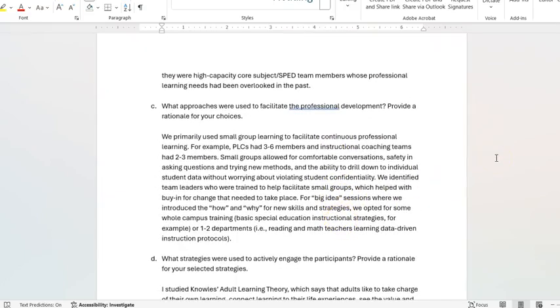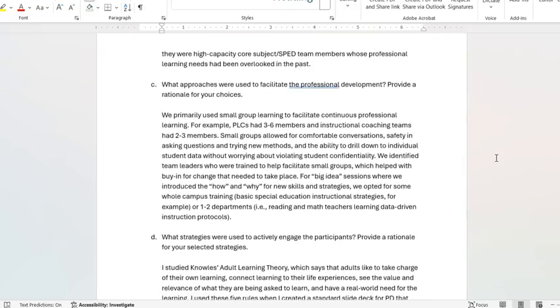What approaches were used to facilitate the professional development? So you may think, I have no idea what that question even means. And honestly, I do think it's a weird question. But I just went with this approach. I said that we used small group learning for our primary facilitation method. We have some big groups. We have department meetings sometimes. So you can figure out the facilitation of it.